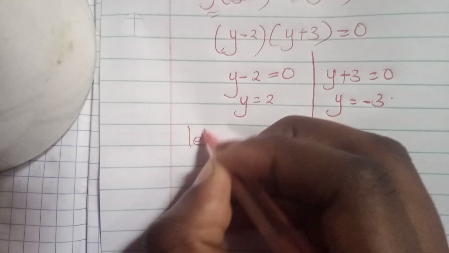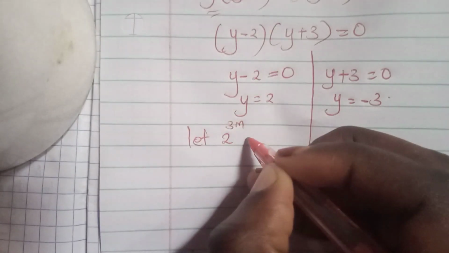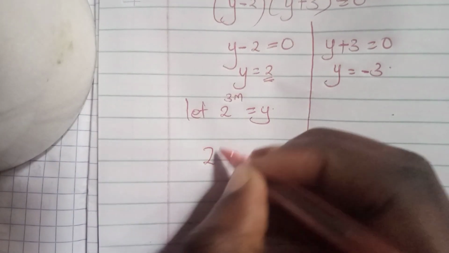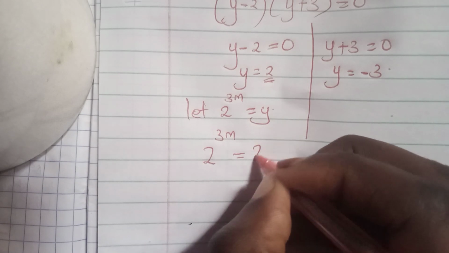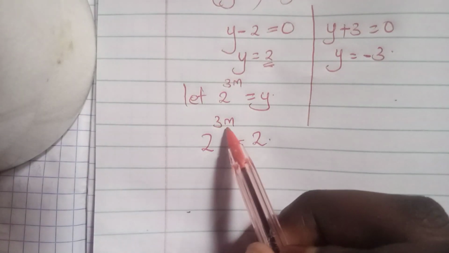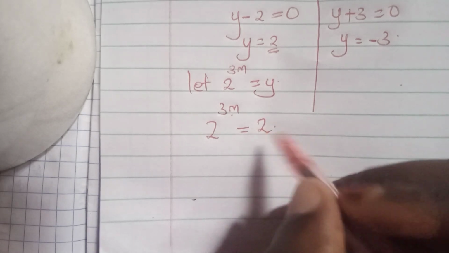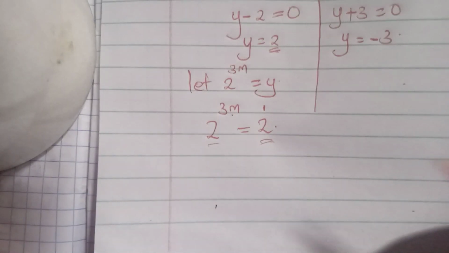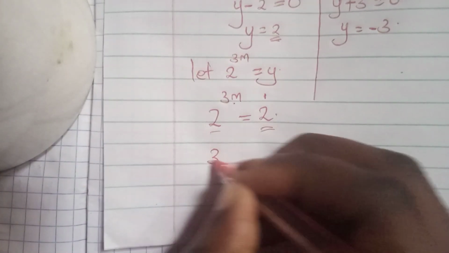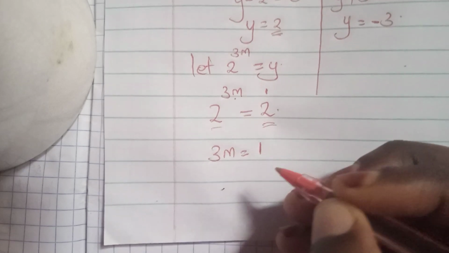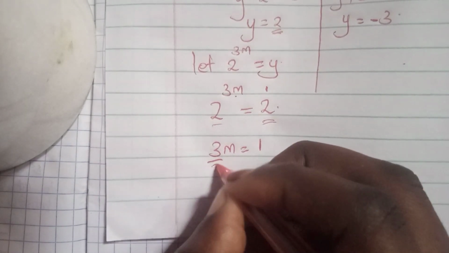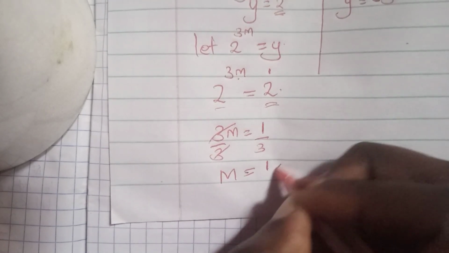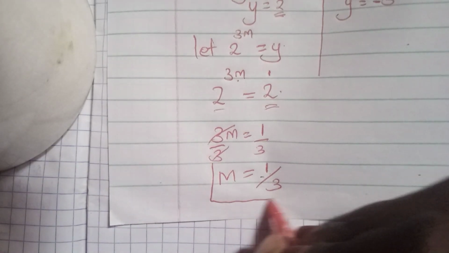So let 2 to the power of 3m be equal to y. We have our y as 2, so 2 to the power of 3m is equal to 2. We want now to solve for the value of m. So 2 to the power of 1 is just 2. Now our bases are the same, we can now drop them. So 3m is equal to 1. To get the value of m, divide by 3, divide by 3. So this will cancel out. m is equal to a third.